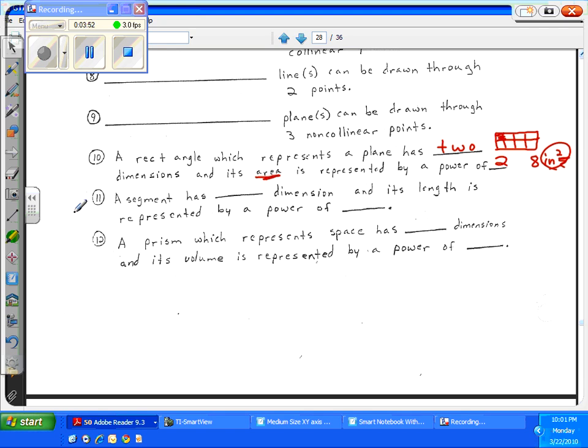A segment has 1 dimension, which we call length. So if we had a segment, we might measure that in inches. 1 inch, 2 inches, 3 inches, 4 inches, 5 inches, 6 inches, 7 inches. So we might say that that is 7 inches long. Notice when we said inches, the exponent is an understood 1. So at 1 dimension, its length is represented by a power of 1.